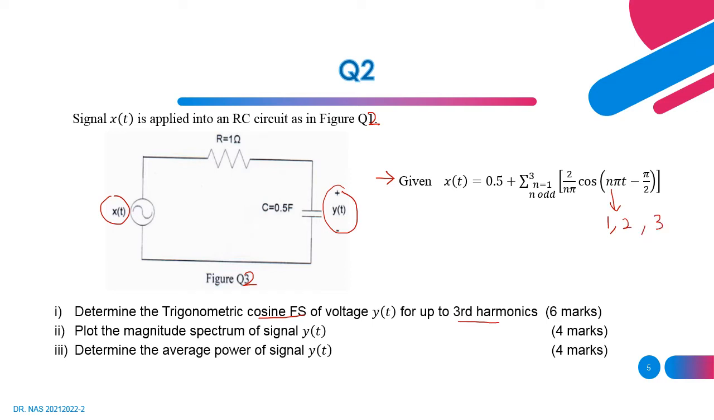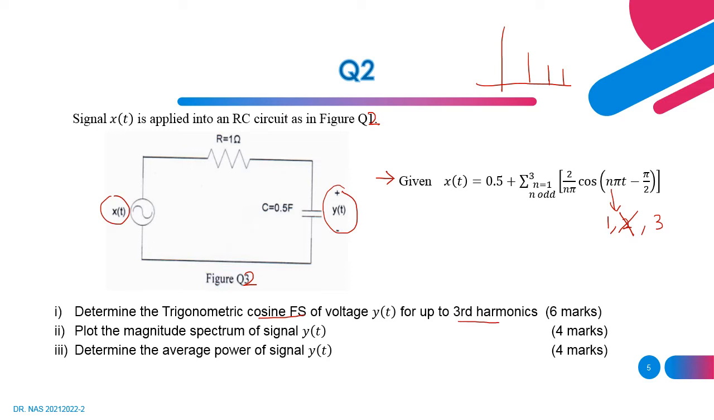For the trigonometric equation, you don't have to consider the negative values. You just need to consider the positive values. Why? If you still remember, the trigonometric equation will produce a single-sided spectrum. That's why you just need to consider positive n values. Look at the remark: this equation is valid for n equal to 1 and n odd, so you don't have to consider even n. In this case, n varies from 1 to 3.